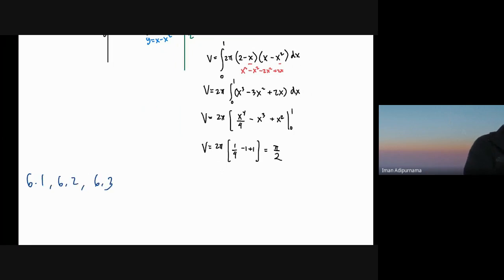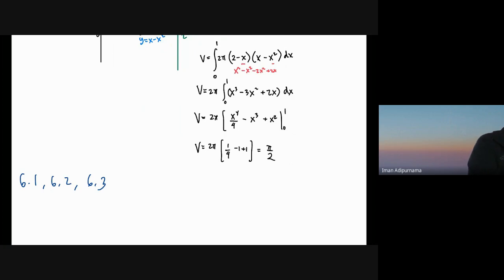We have 6.1, 6.2, 6.3, right? These are our chapters. This is the area between curves. This is volume, this method, right? This is also volume, this shell.